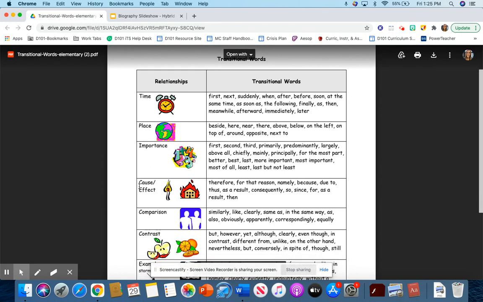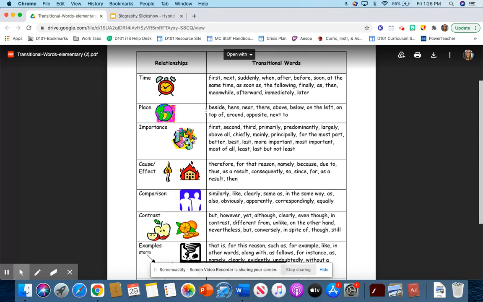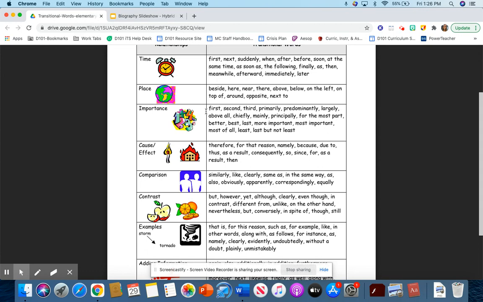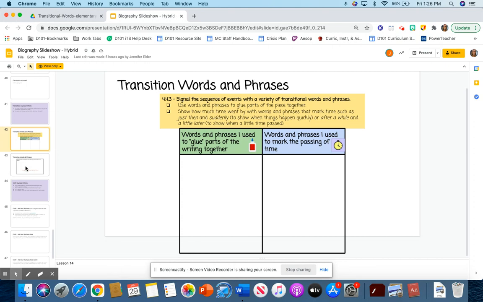So as you consider these examples and you're combing through the rest of your writing to see which words you've already used that are transition words, you're going to go ahead and highlight those words in your writing in yellow. So anytime you see a word that either glues information together, shows how one thing is connected to the other, or shows the passage of time, how one thing happens first and then something else later, you're going to highlight those words and phrases in yellow. So chances are some of these words are already in your writing. Highlight those in yellow.